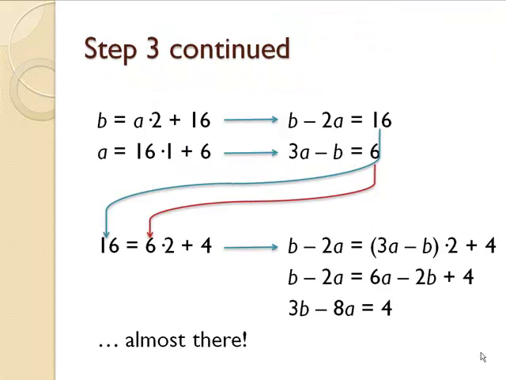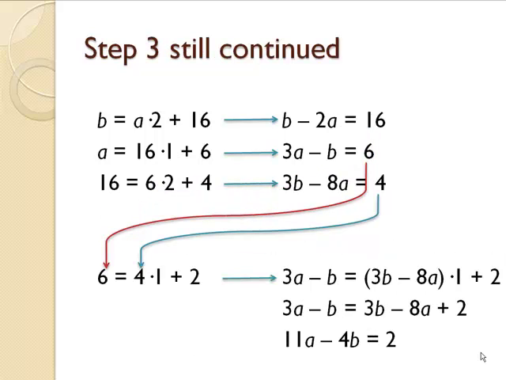Then I take the 16 and 6 and substitute those in the next line, so we get b minus 2a equals 3a minus b times 2 plus 4. And now we solve for 4, and you get 4 equals 3b minus 8a.